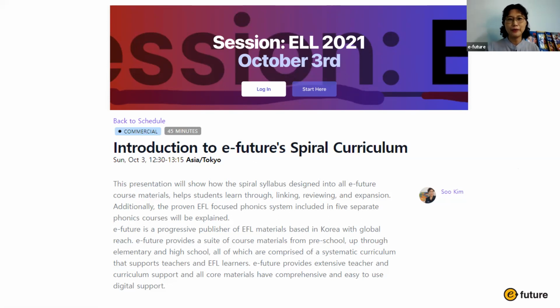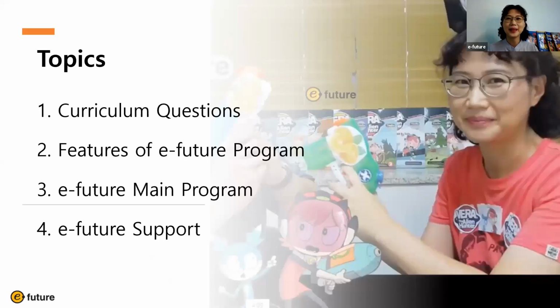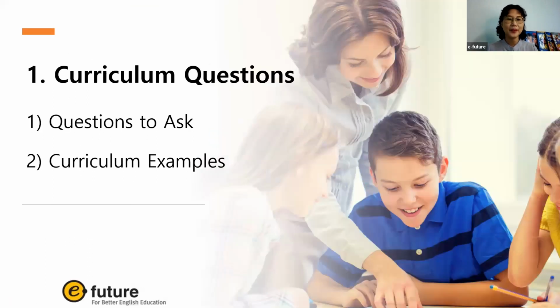So, introduction to eFuture's spiral curriculum. Curriculum problems, we are here to help you. Okay? So today I'm going to talk about these 4 things. Number 1, curriculum questions. Number 2, features of eFuture program. Number 3, eFuture's main program. And number 4, eFuture support.